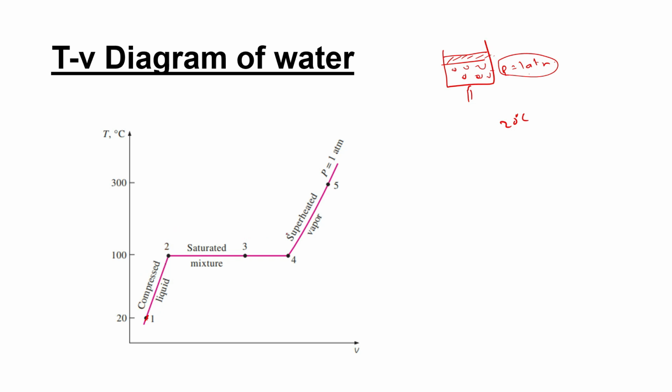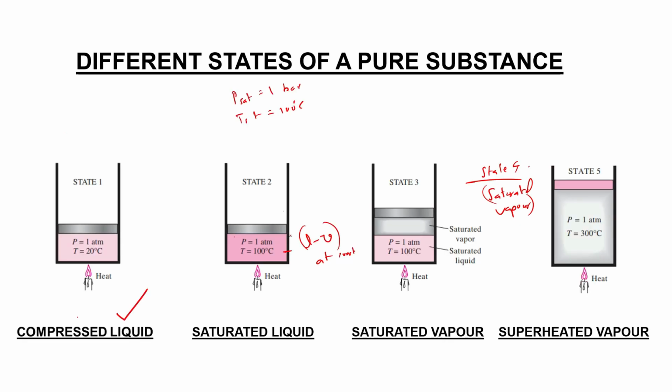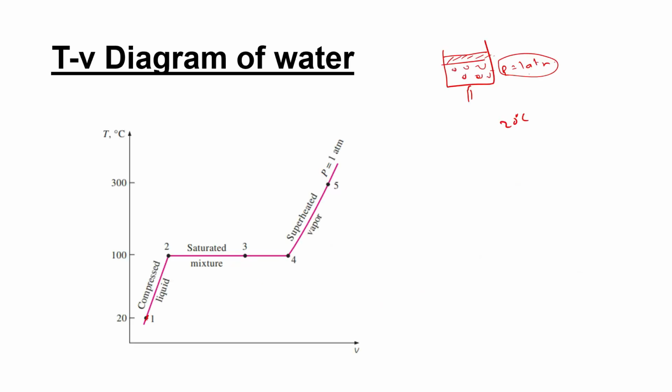Then what happens if you supply heat further? Just like we have seen here, initially it was at 1 atmosphere pressure and temperature 20 degrees Celsius. Now it reaches 100 degrees Celsius and 1 atmospheric pressure. So this is the saturated liquid state. Now when you apply further heat, this liquid will gradually get converted to vapor. So that is shown here.